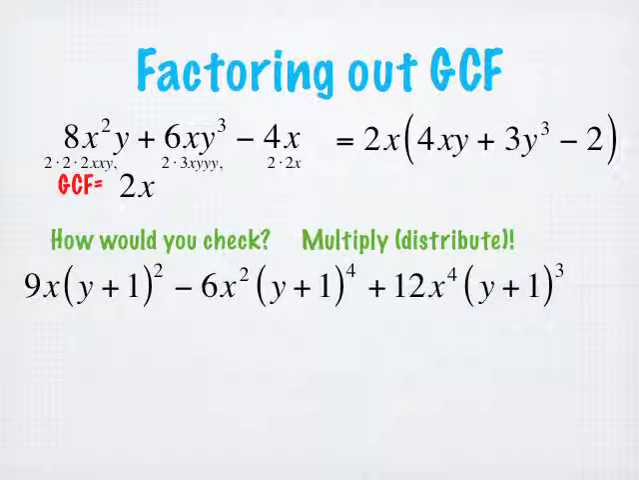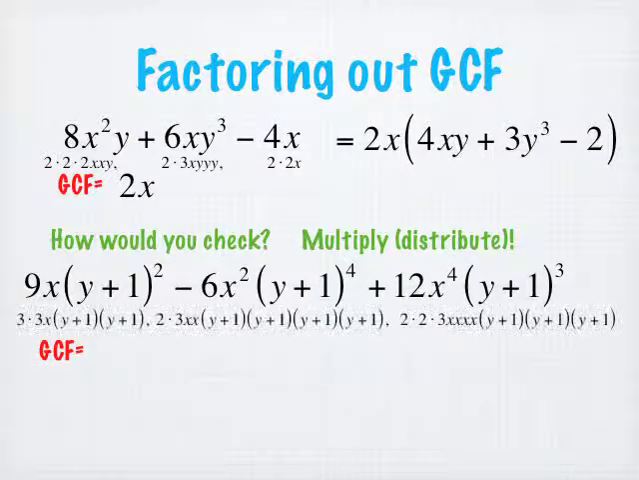Okay, now let's look at this one. Remember, we found the greatest common factor in the last video. Each of these terms has at least a 3. Each of the terms has at least one x. And each of the terms has at least 2 y plus 1's. So my greatest common factor is 3x times y plus 1 squared.